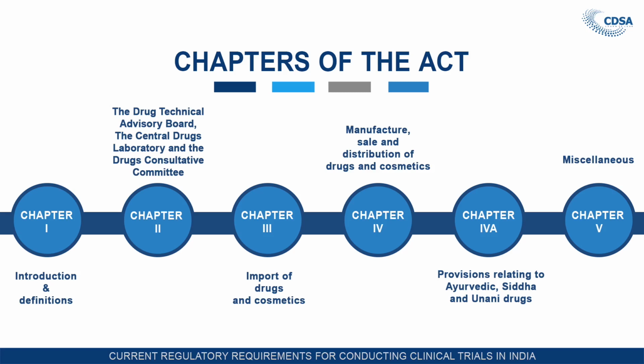Chapter 5 is a miscellaneous chapter. In this chapter, whatever is not covered in the earlier chapters up to 4A is given, like special courts, then power of the government to give directions and some other provisions.